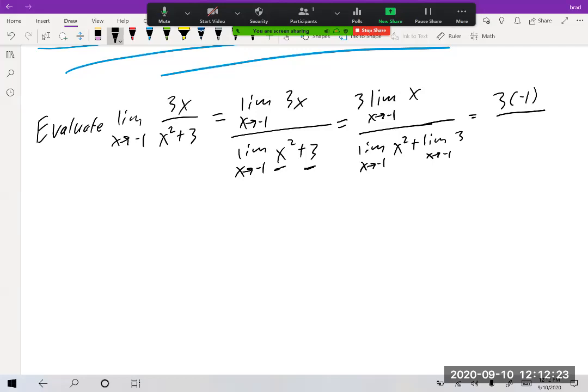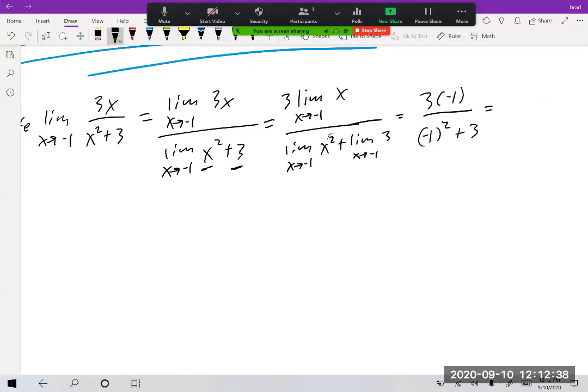Now this, I could do it again, but I don't want to, but I could technically then take this power right here, but it's kind of becoming overkill at this point. So what I'm just going to do is say -1 squared plus 3, right? So that's using the limit of a constant is just a constant. So we end up with -3 over 4, and that would be our limit.